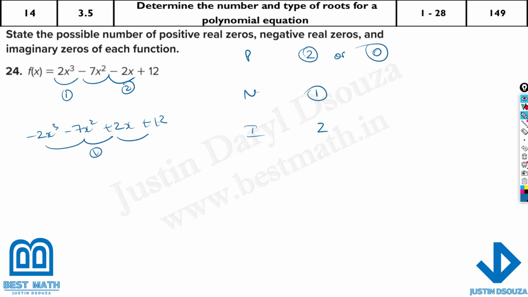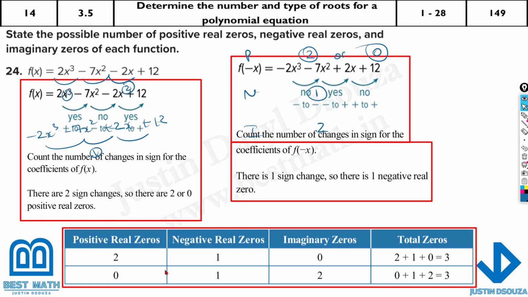Let's look into the table. These are the conditions which we just write. There can be either 2 positive real zeros, 1 negative, then imaginary are 0. But what if positive is 0? Because this or this, right? Negative is 1 itself. It doesn't change. Imaginary will be 2. Those are the only conditions.